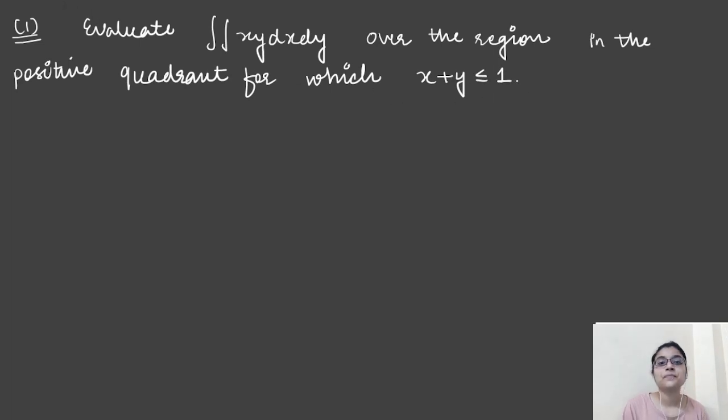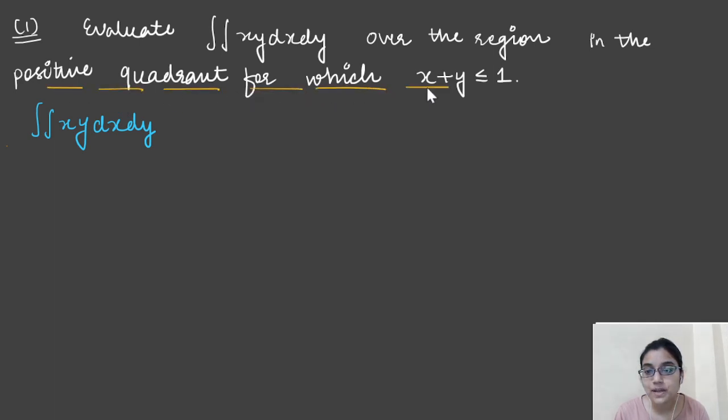Now you see, in the question you have been asked to find the value of this integral, but you have not been provided with the limits. This is called a domain specific question. Why? Because you have also been given a domain, and the domain is the positive quadrant for which x plus y is less than or equal to 1. Understood?